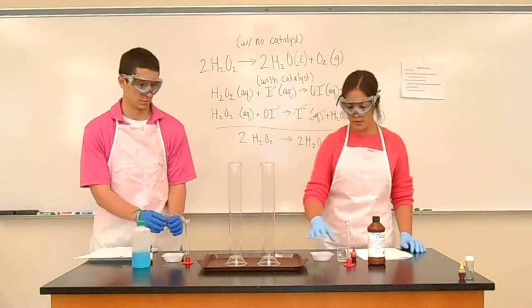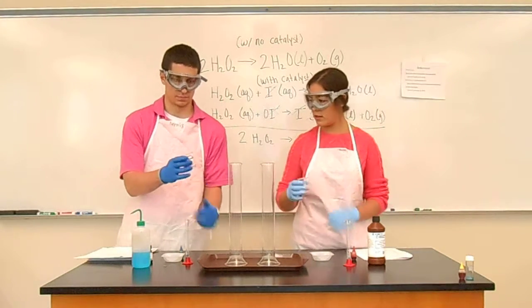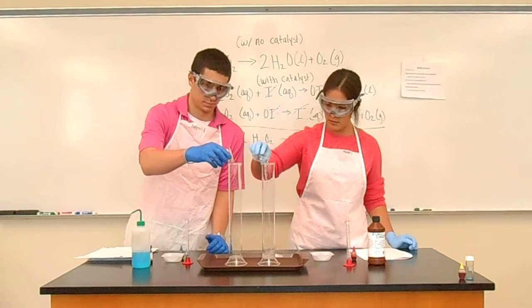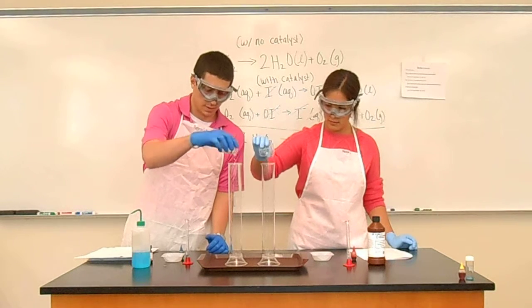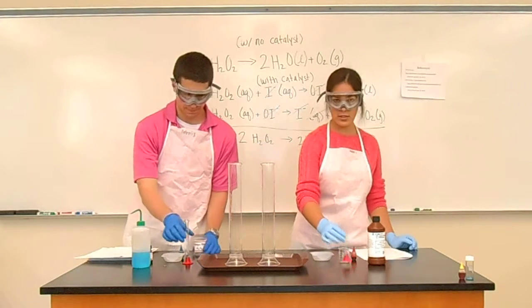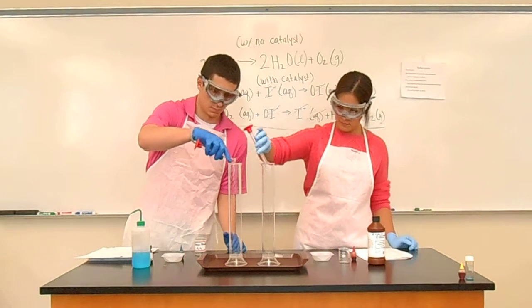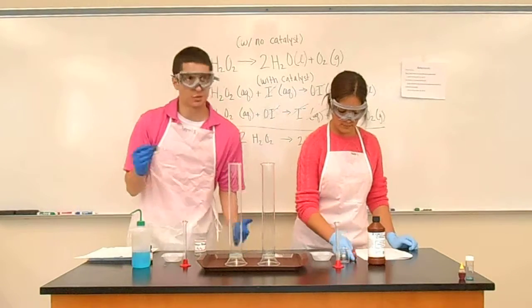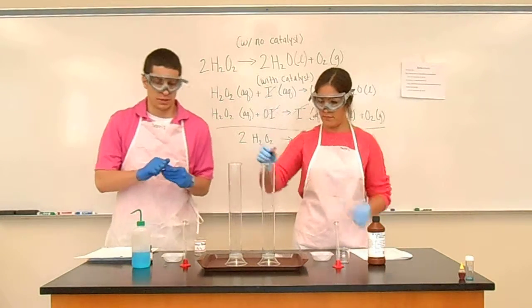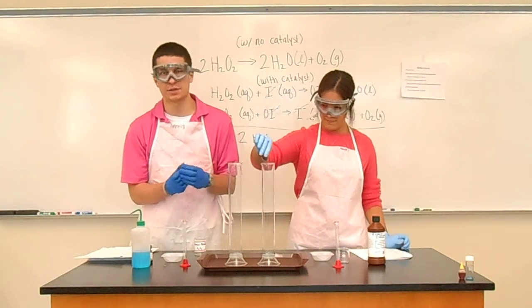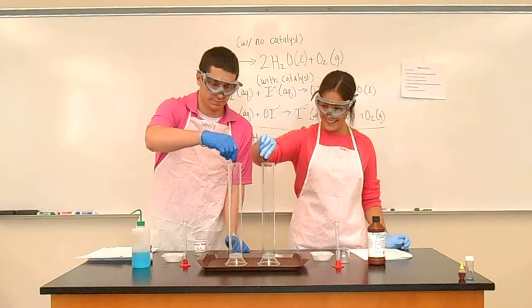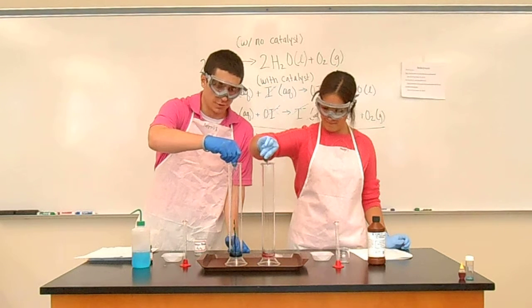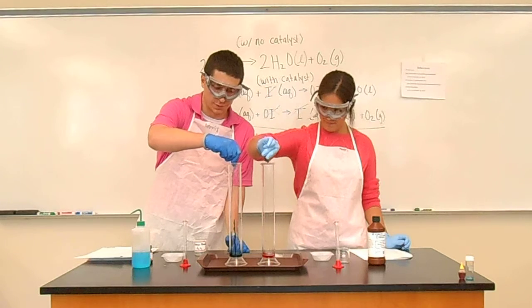So we'll go ahead and start. We're going to add the hydrogen peroxide first, then the dish soap, and then the food coloring. I'm going to be using blue, and I'll be using red. It really doesn't matter what color. If you're a Browns fan, you can use orange and brown. It really doesn't matter. Don't be shy with it.